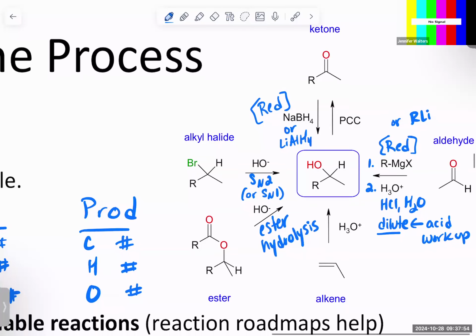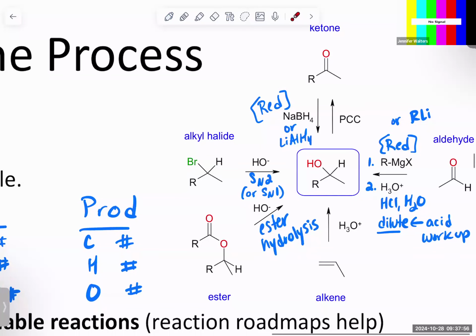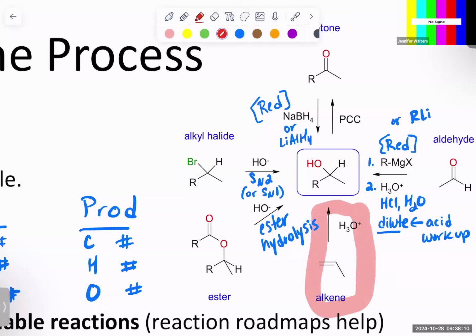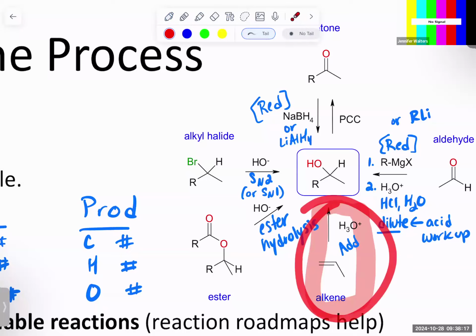So dilute acid to really help state that we're only protonating it, or you could write one equivalent or something. So then these are all the ways we know how to make alcohols. This way we haven't talked about yet, but we will. This is our addition reaction. So we will eventually build in even more so you can complete the reaction roadmap as you go, right?